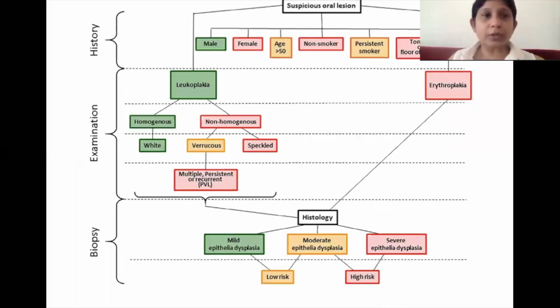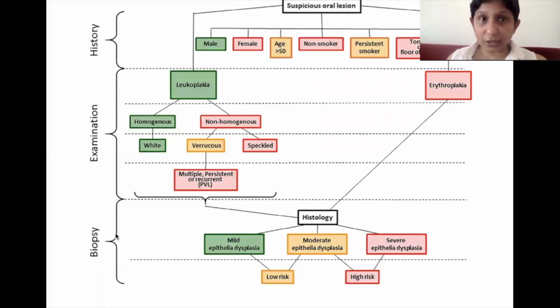Now coming on to this, this is just a way of diagnosing white lesions, in which you can see on your left side that there is history taking, examination of the patient, and biopsy. Very important. The history is taken by you in the clinic, examination is done by you in the clinic, biopsy is done by the surgeon, and then it is sent to the pathologist. So all the three stages are very important.